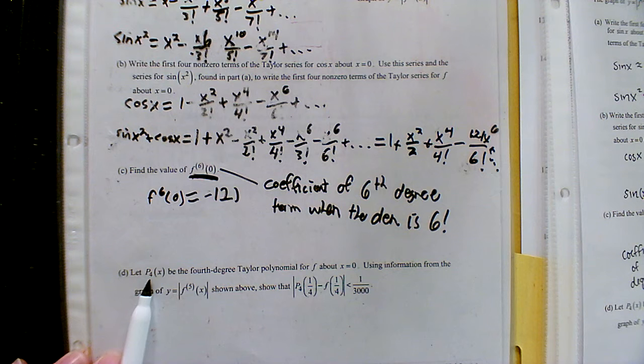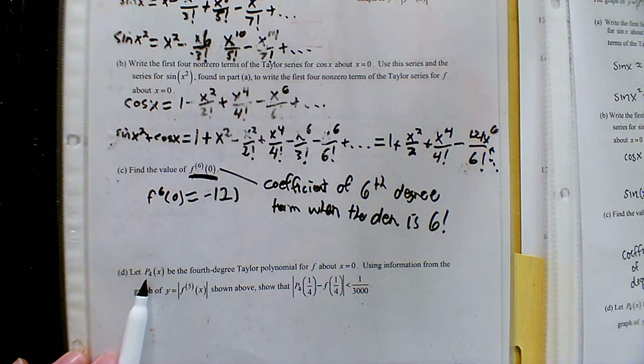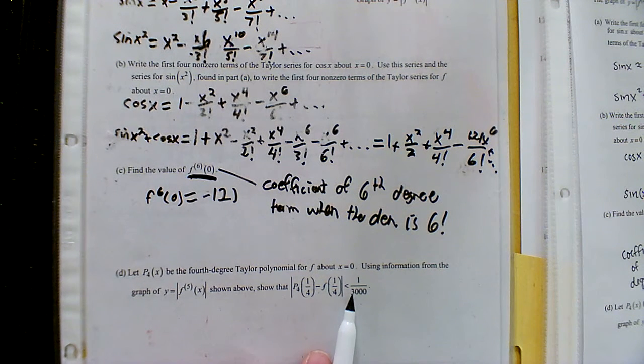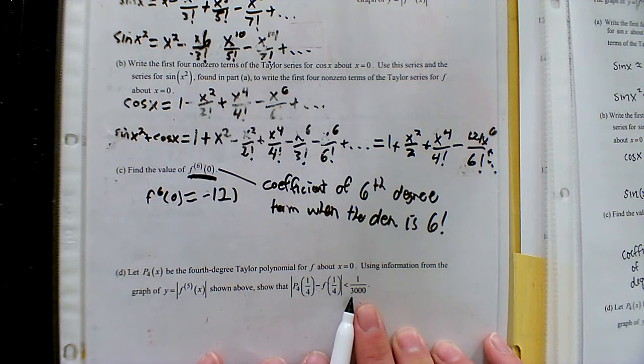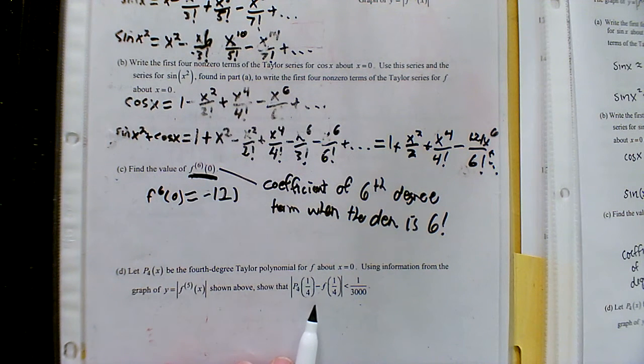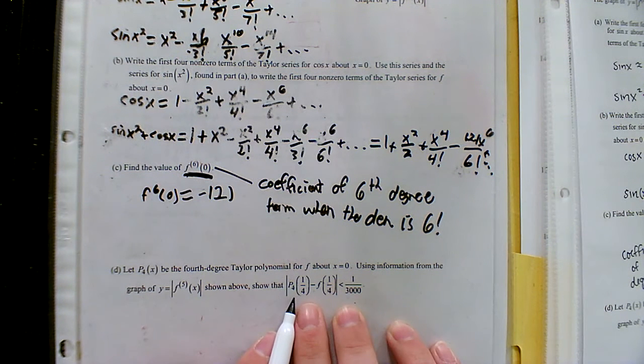Let P of 4, so again, they're saying P for polynomial, but we wrote T earlier in the unit, so that's your Taylor polynomial at 4, or degree 4, about x equals 0. Using information from the graph, again, that's the one provided up above, the fifth derivative, show that the Taylor polynomial of 1/4 minus the function at 1/4 is less than 1 over 3,000. So again, this is your error that you want it to be less than. You want to show that with that fifth derivative up there, your error, the approximation, is less than 1 over 3,000. So again, they're just showing here, this is another way to say find or use the Lagrange error bound.